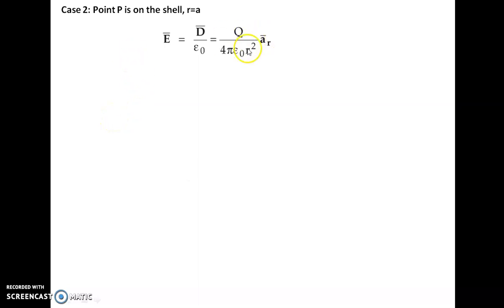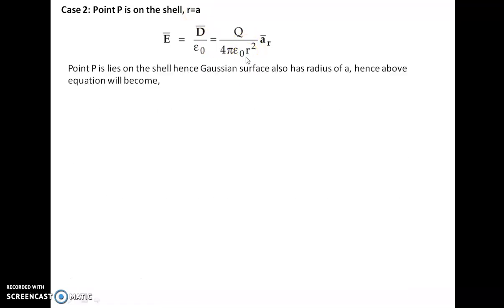So same expression. So what is the r here? R is equal to a. So substitute a in the place of r, you will get E is equal to Q by 4 pi epsilon naught a square into a r cap. This is the expression for electric field intensity when the point lies on the shell. So this is the expression for electric field intensity in a uniformly charged spherical shell.